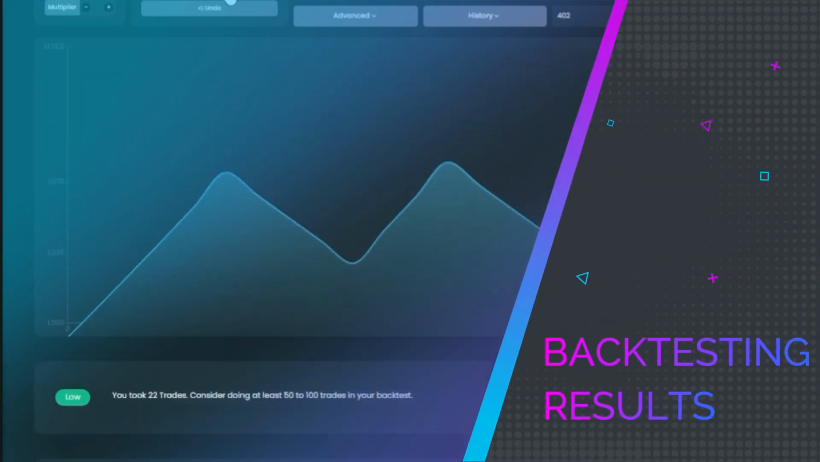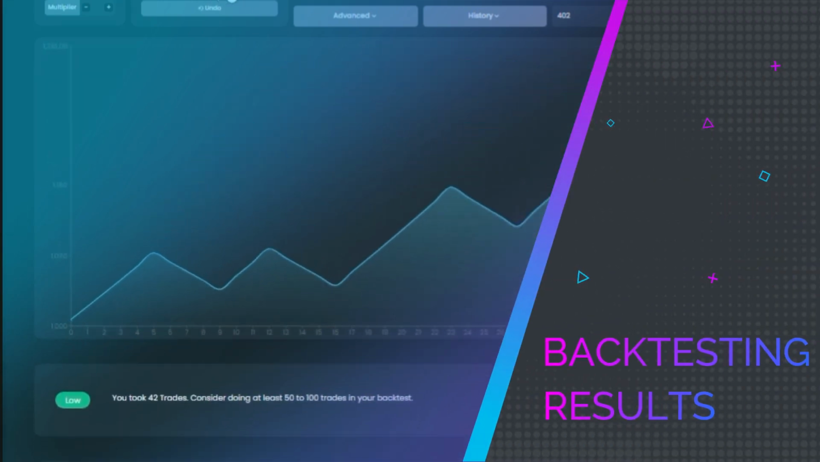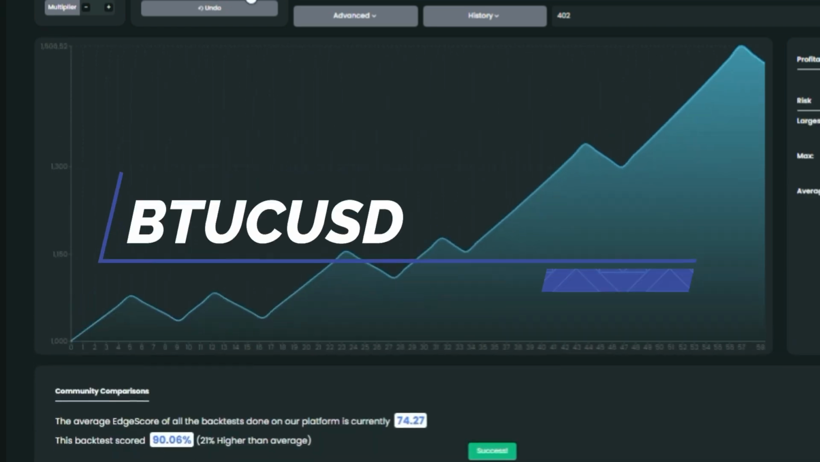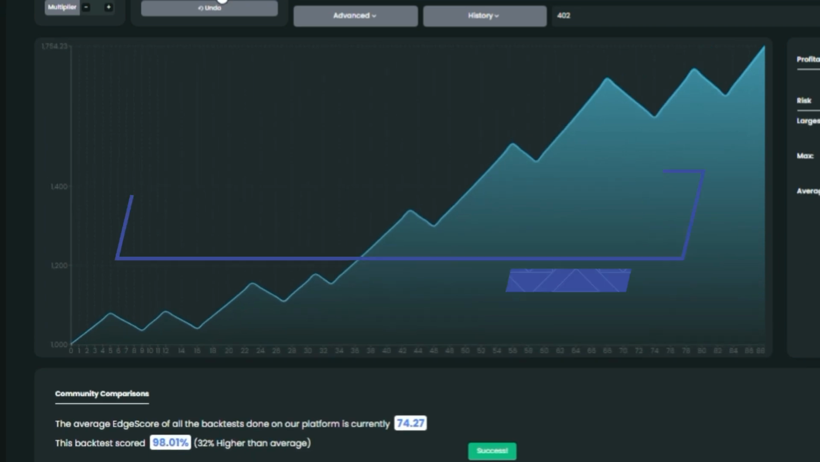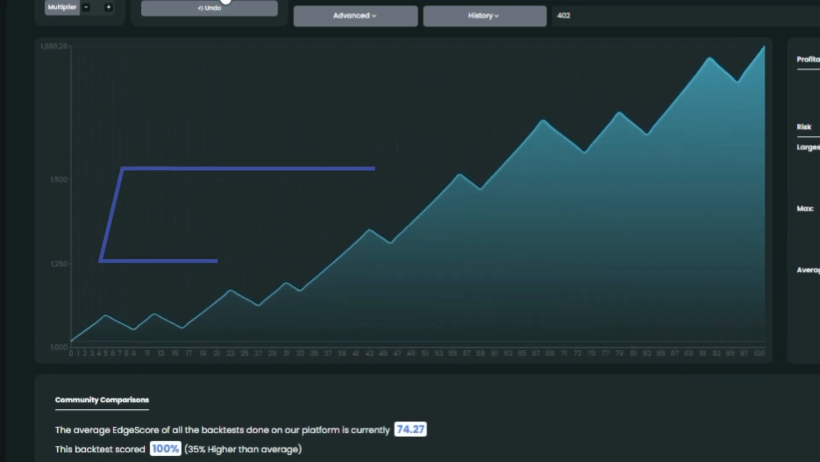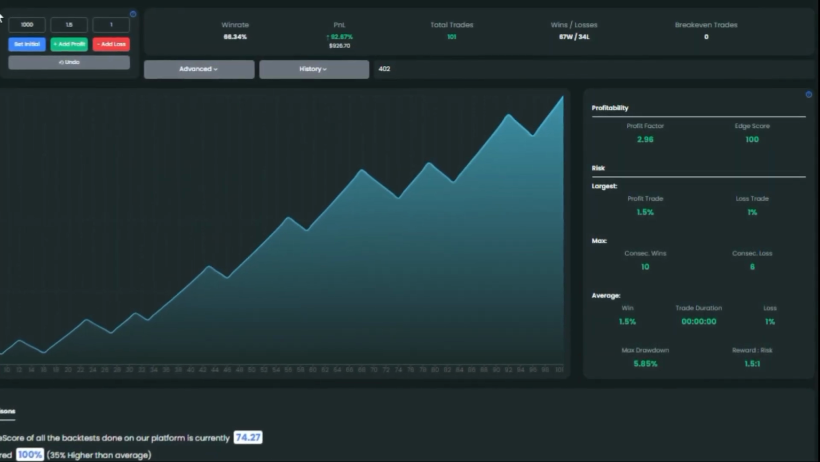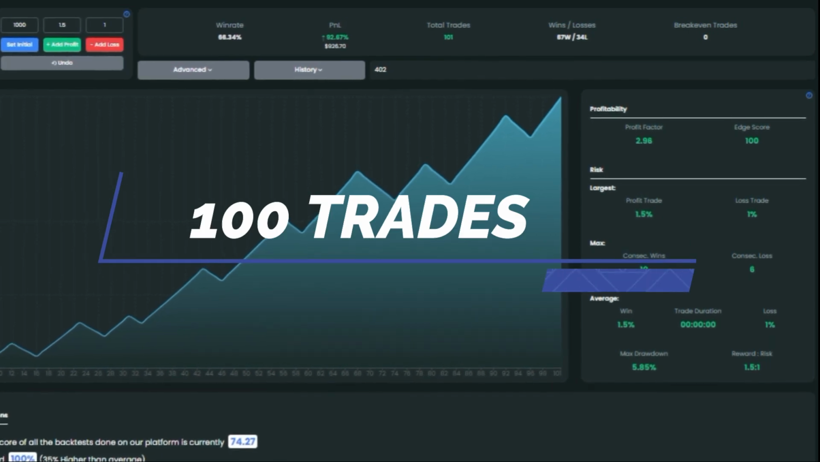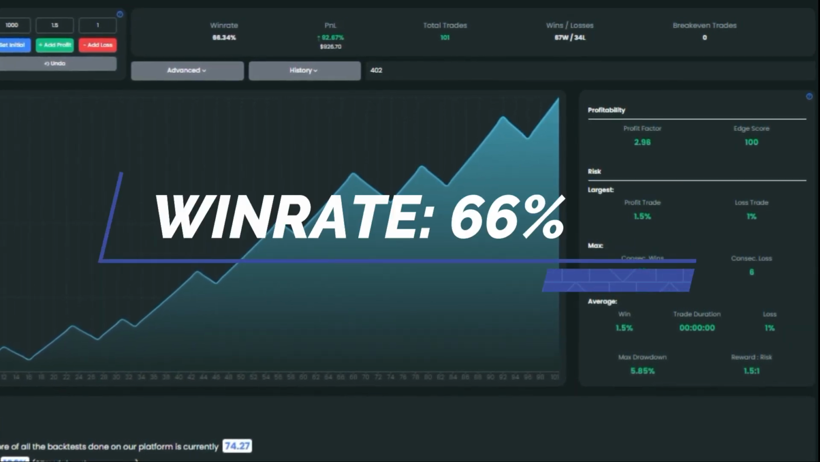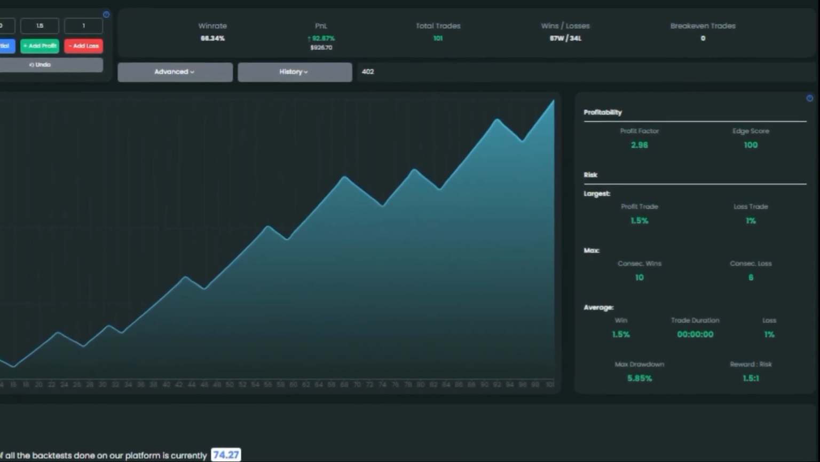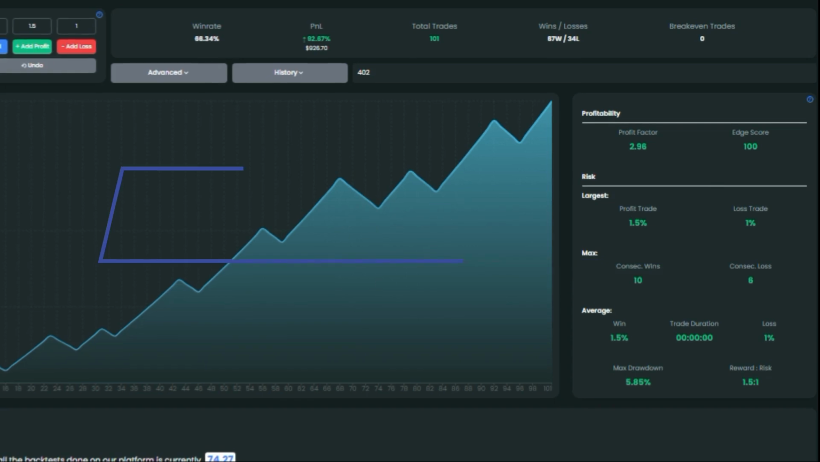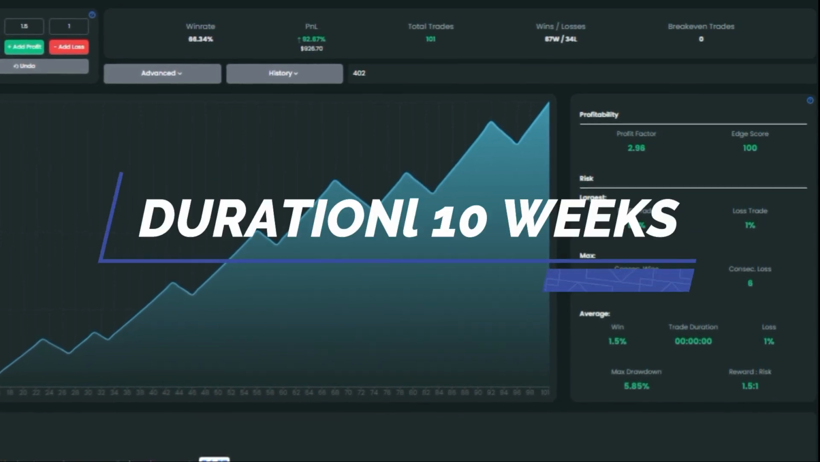Alright, let's jump right into the exciting backtesting results. We put the strategy to the test on the Bitcoin chart using a 15-minute time frame and a risk-reward ratio of 1 to 1.5. The results were nothing short of impressive. Out of 100 trades, we achieved a remarkable win rate of 66%. The strategy yielded an outstanding total profit of 92%. We conducted the backtesting over a solid 10-week duration.